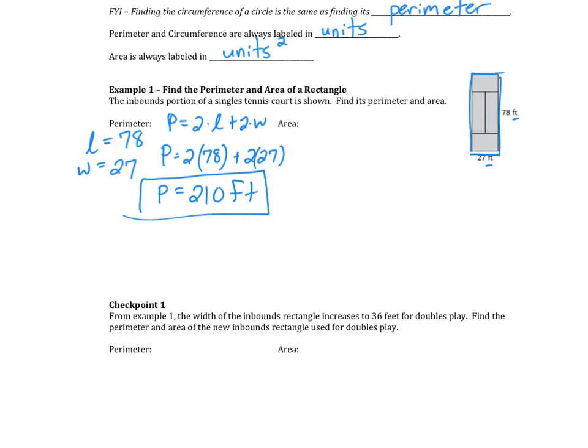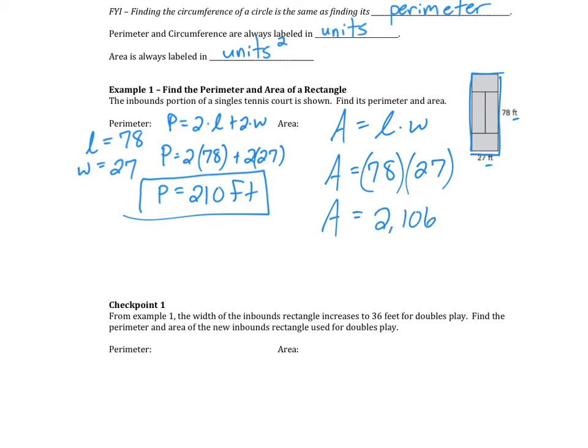All right, to find the area of a rectangle, area is length times width. So to find the area, it will be 78 times 27, and 78 times 27 is 2,106. And this one is in feet squared. The area is in feet squared. That's what I meant when I said units squared. If the unit is feet, area is feet squared.